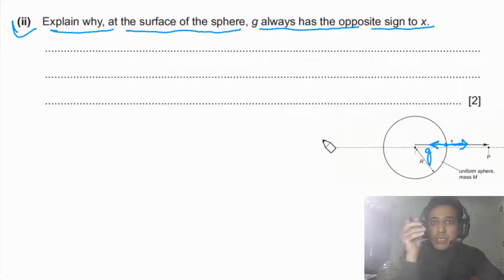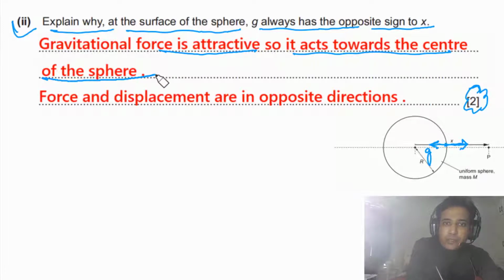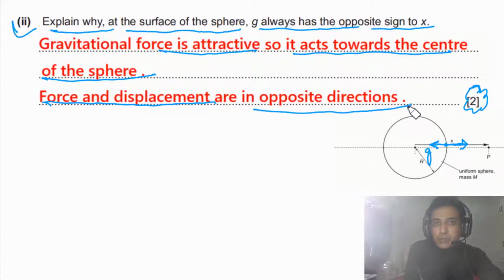You can simply say gravitational force is an attractive force, so it acts towards the center of the sphere. So force and displacement are in opposite directions. So these 2 points you have to mention, and this question has 2 marks. Let me show you the answer, how you can write down your answer. Gravitational force is attractive, so it acts toward the center of the sphere at any point. Force and displacement are in opposite directions. If you have mentioned these 2 points, you will get 2 marks.